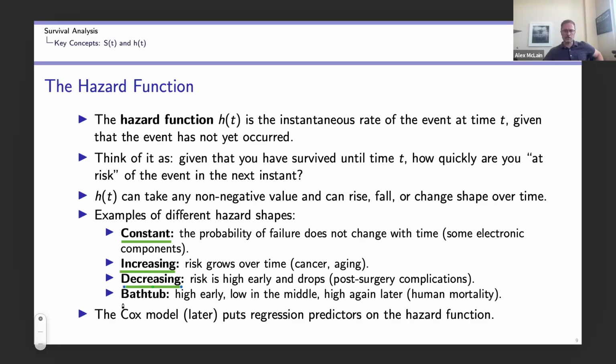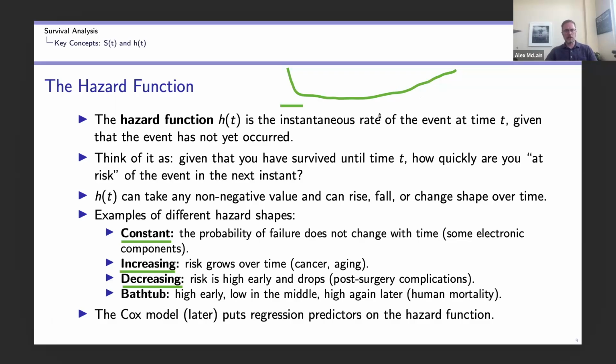Another one that occurs is the bathtub rate of failure. So this is one that is high early on, low in the middle, and then starts to creep up a little later on. So it kind of looks like the shape of a bathtub, right? Where we see this in one situation is human mortality. So we have that infant mortality early on. So the rate of failure is going to be high early on, but then it's going to lower way down, and then it's going to creep up as people get older.